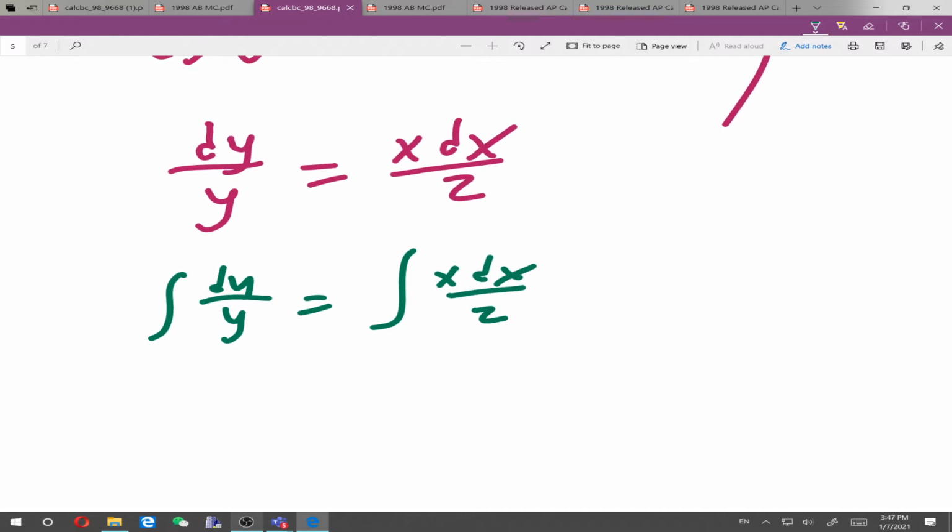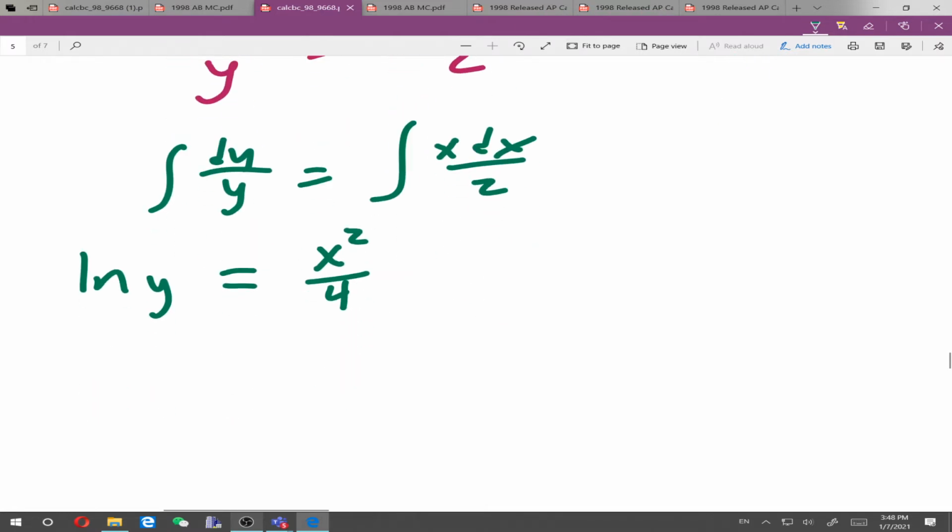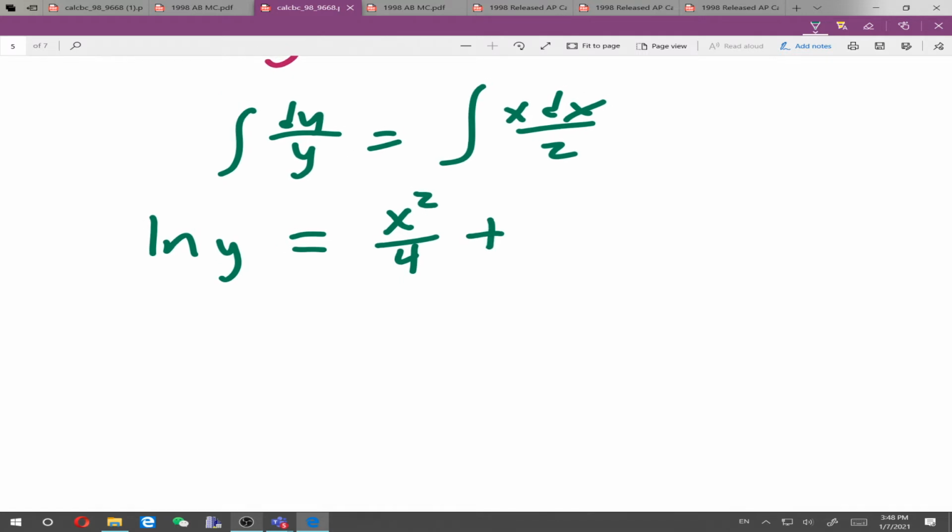Okay, so this is natural log of y is equal to x squared over 4. Perfect. And then I need a plus c for one of those, so I'm going to throw that on the right side since we're solving for y. Over to Kyle. What do I do next?